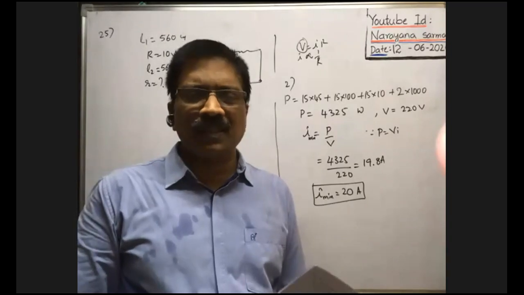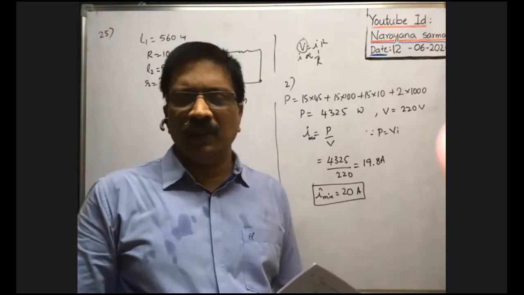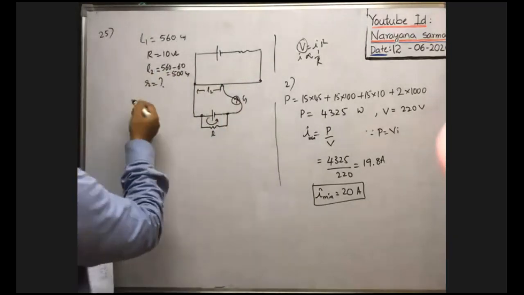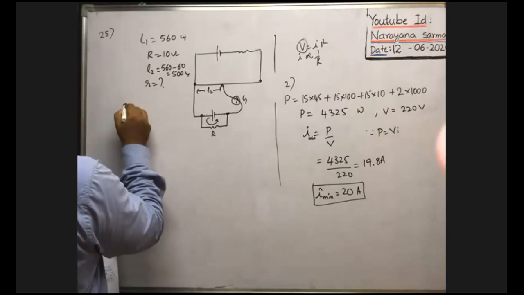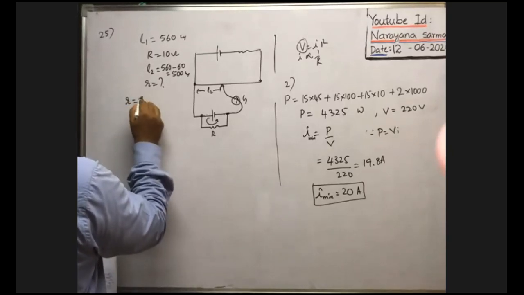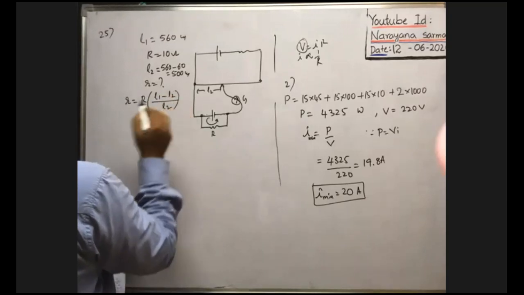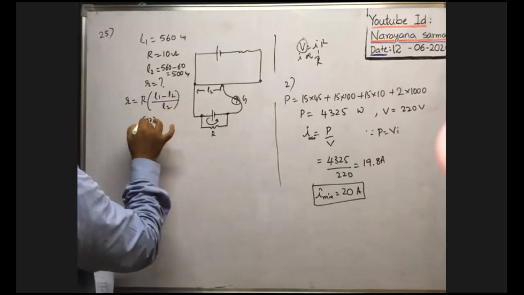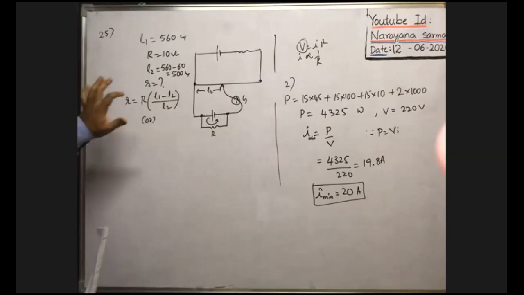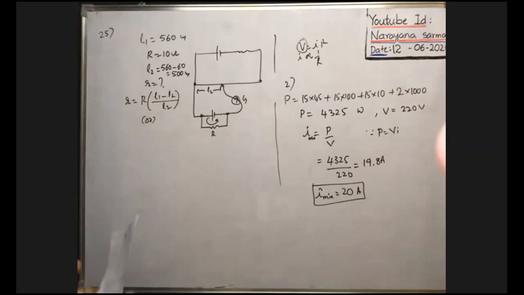What is the internal resistance in this case? If you have an idea about this formula, we can directly write r is equal to R into (L1 minus L2) by L2. This is the formula. Or if you are not getting an idea about this formula, how can we do it?